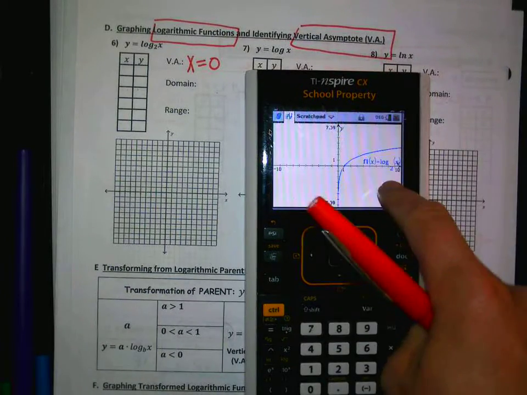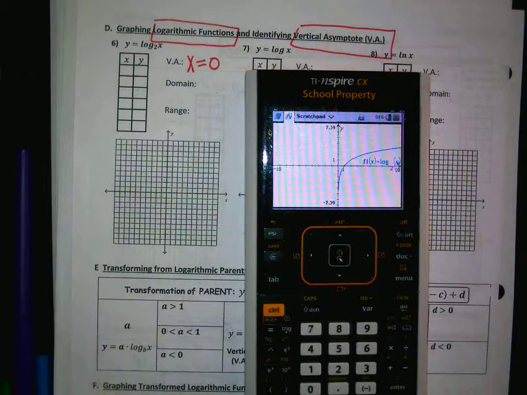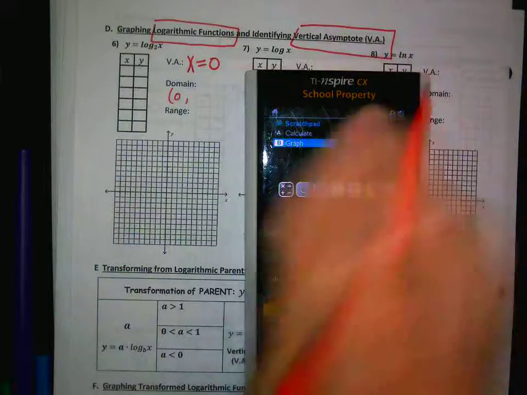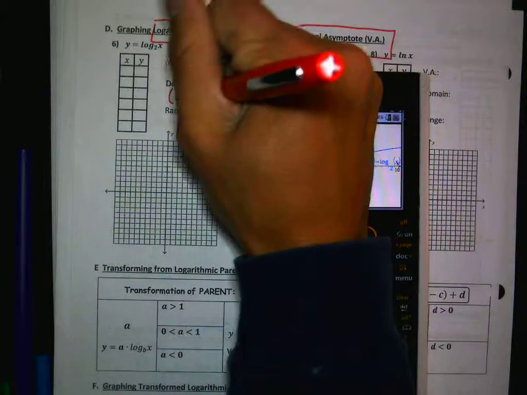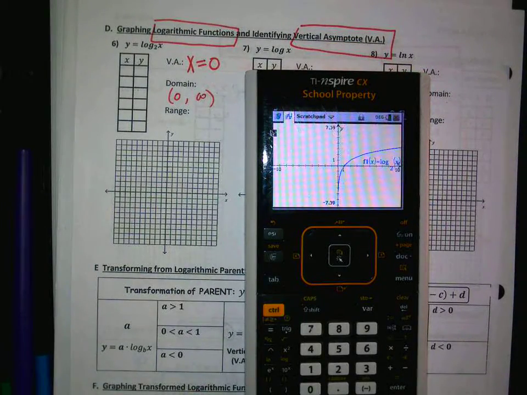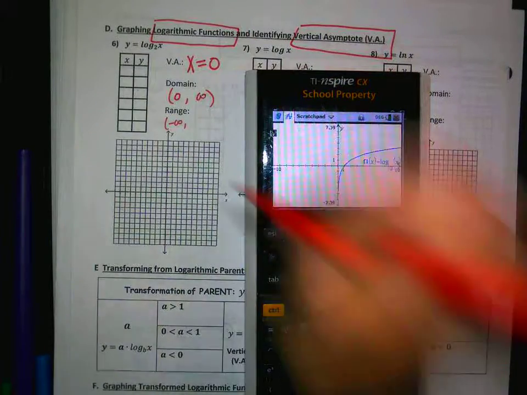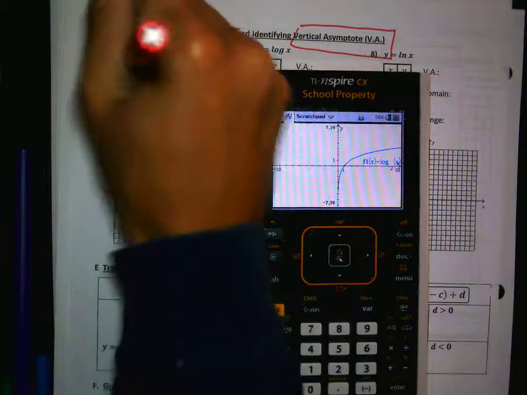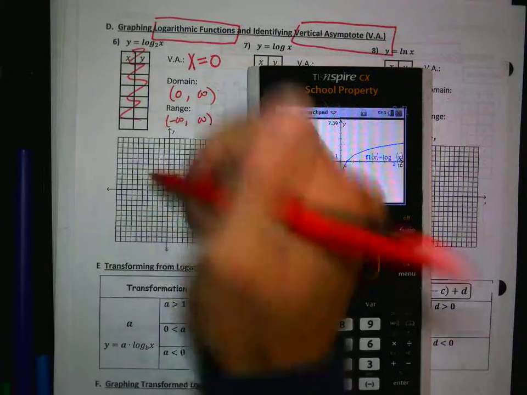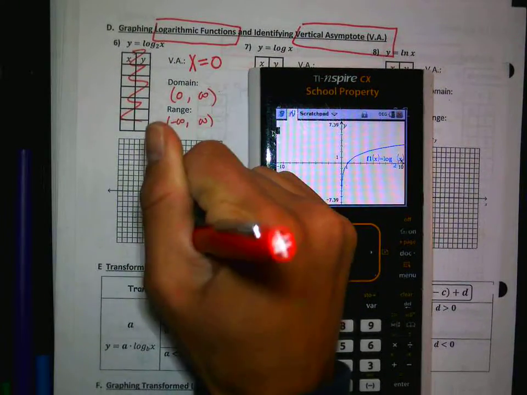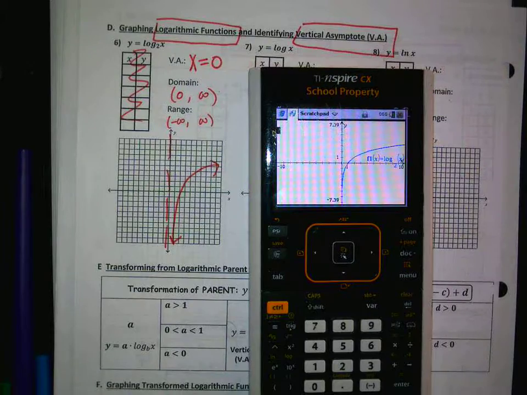All right, for the domain of this log, how far left are you going? To 0. And then how far right? Infinity. And then for the range, how far down? Negative infinity. And then how far up? Infinity. Very good. I'm not going to worry about the table. I'm sure you can do that. So it goes like that.